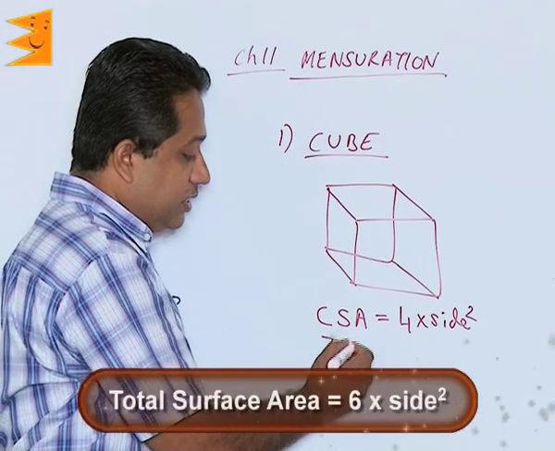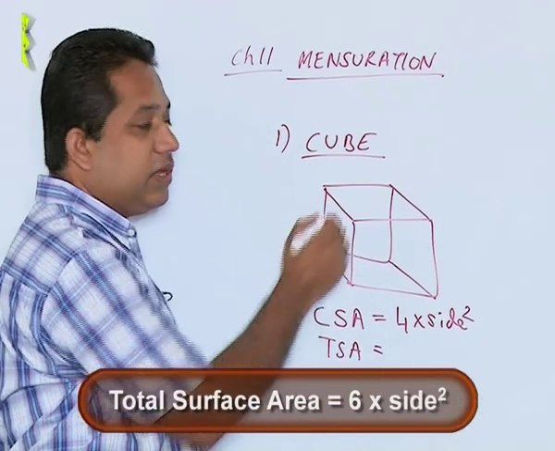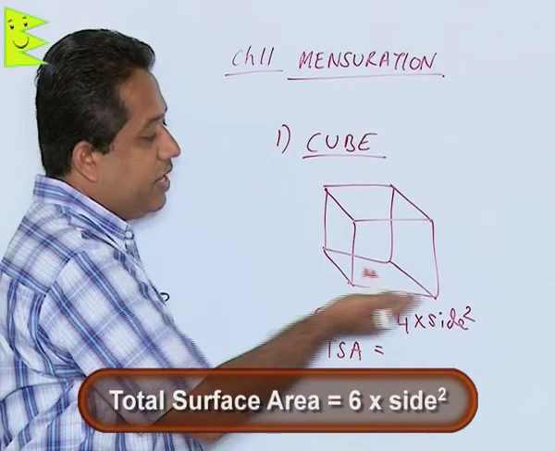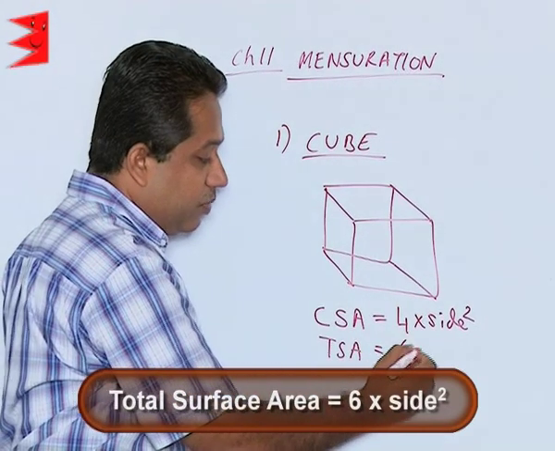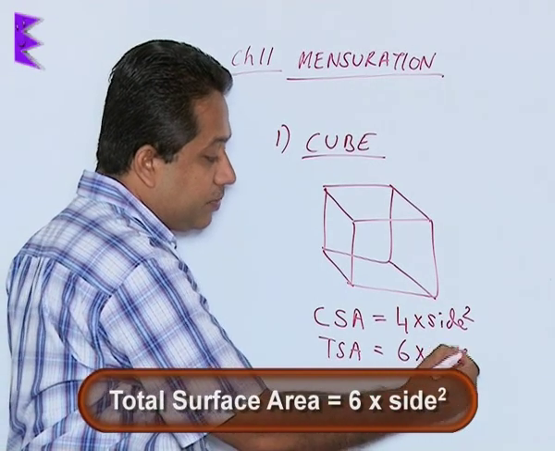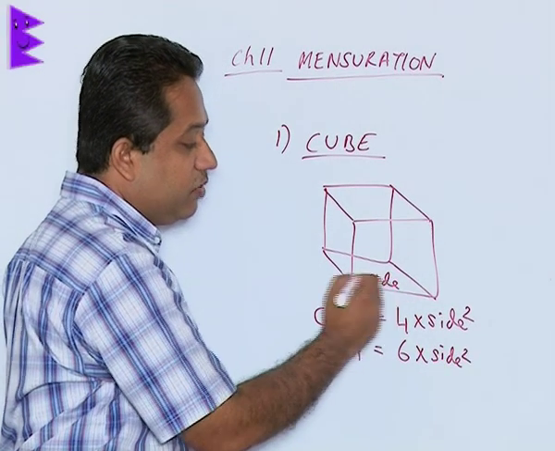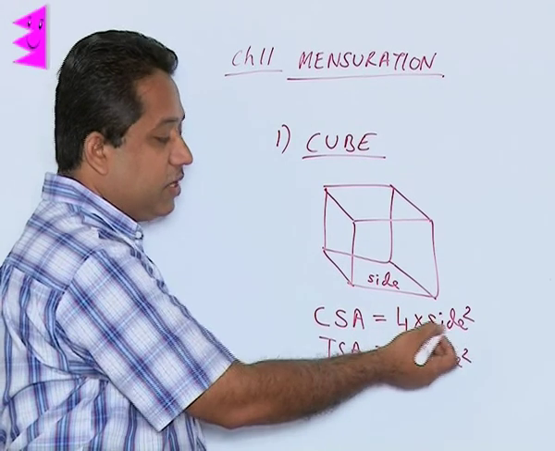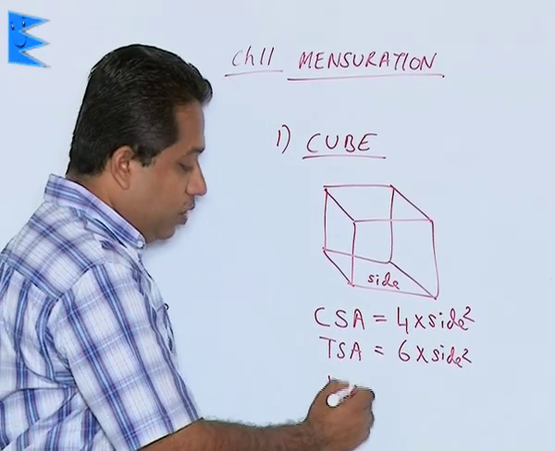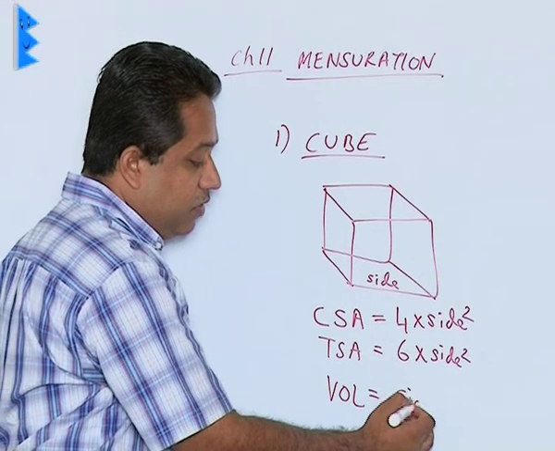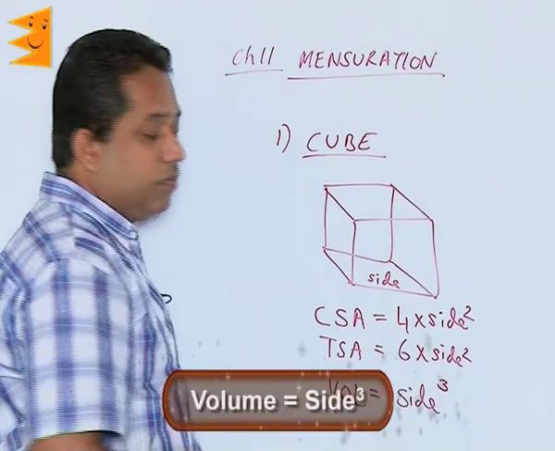The total surface area means the top as well as the bottom is covered. So, we have all the 6 sides covered. So, then we are going to use the formula 6 into side square. So, if the side of the cube is given, we can find out the curved surface area and the total surface area. And the volume of this cube can be found by using the formula side cube.